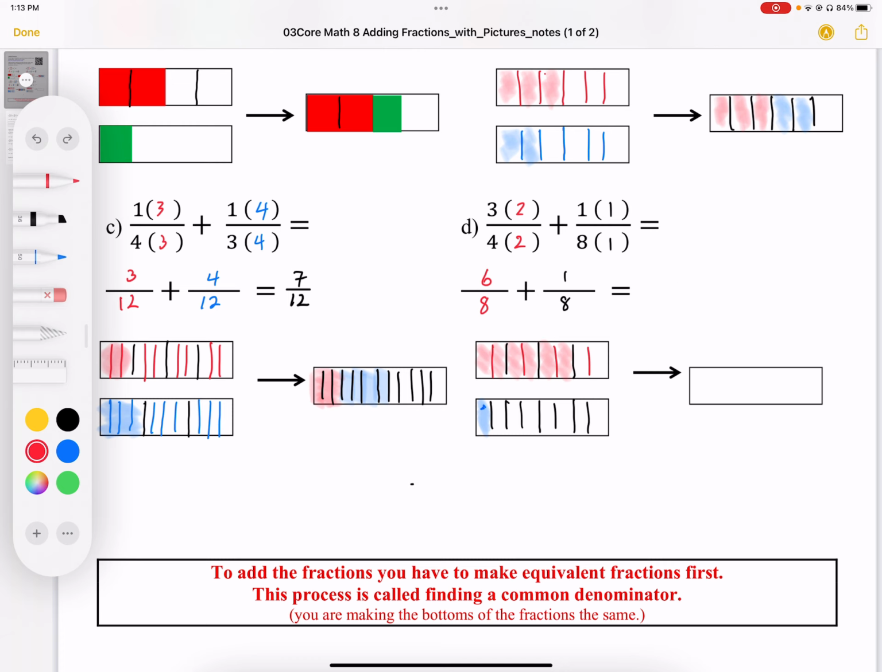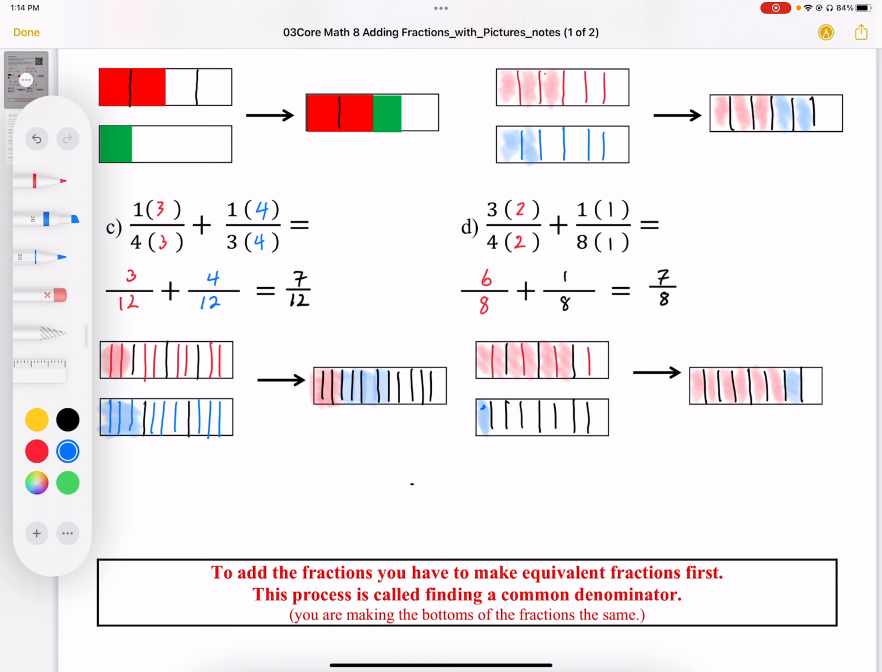I'm going to add 6 plus 1 is 7. I don't add the bottom because the size of the fraction doesn't change. So then my final fraction is going to be 1/8 pieces. And 6 of those comes from my 3/4. So 1, 2, 3, 4, 5, 6. I think that's 6. Okay, so that's 6. And then I have 1/8 added on, and that gives me my 7/8.